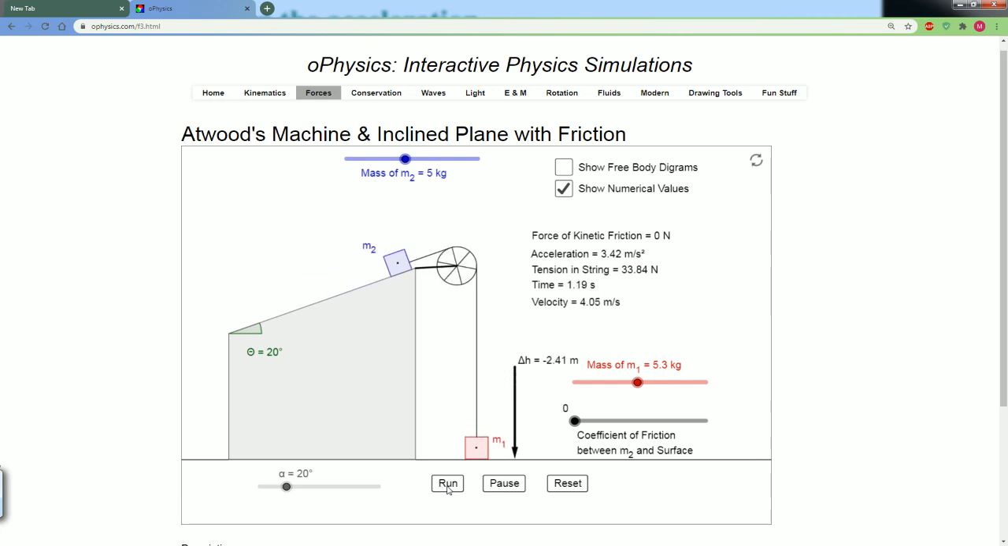But the question says, set mu equals to 0, so the ramp is frictionless. Which mass and how much would you need to adjust so that the system accelerates in the negative direction? That means it slides down the ramp. If I increase this more, the acceleration goes up. If I decrease it, the acceleration goes down. So I could decrease the mass. Look, I could decrease the mass.